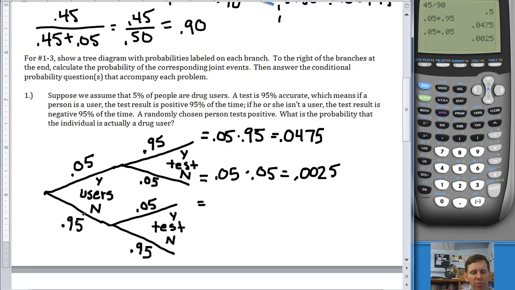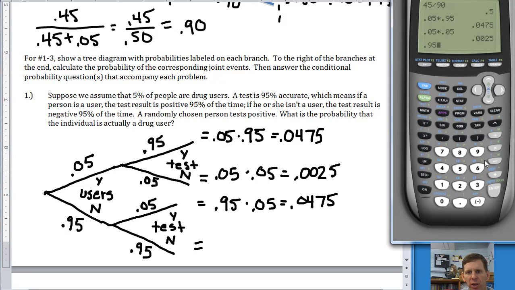Then non-drug users who test positive. These are the same numbers we crunched out up here, so this is also going to give us 4.75%. These are people that are going to be unjustly accused. And then we have the biggest set of the population, which are non-drug users that test negative. So we would expect most people to be in this region. That's going to be 0.95 times 0.95, which equals 0.9025.